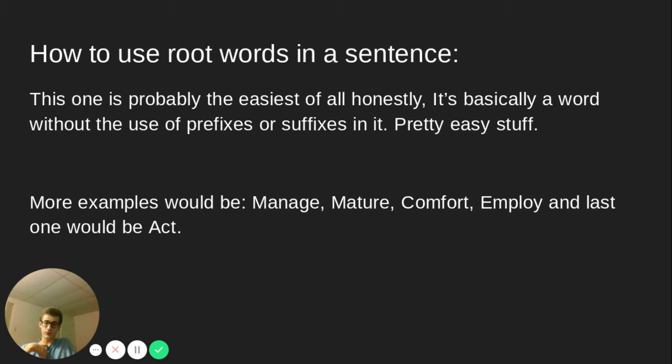More examples would be manage. And actually, I found this really weird because I found this on Google, very reliable source. One of the suffixes for manage is manager, but I thought, isn't that like a title or something? It's so confusing. Like seriously, Google, get your act together. More examples would be mature, comfort, employ, and last would be act.